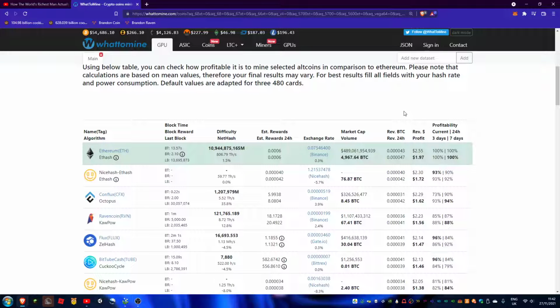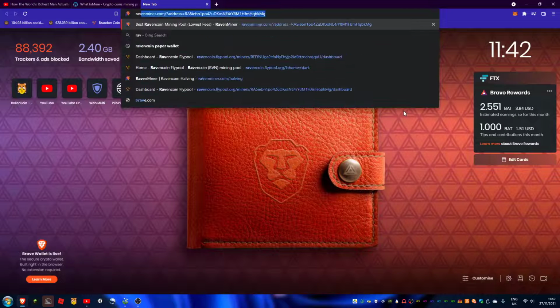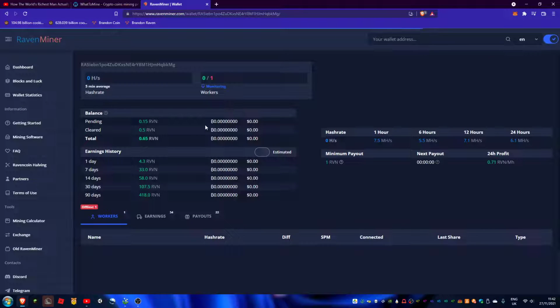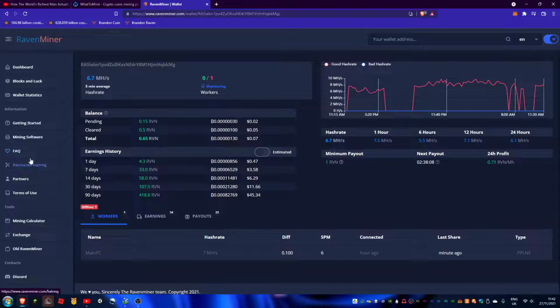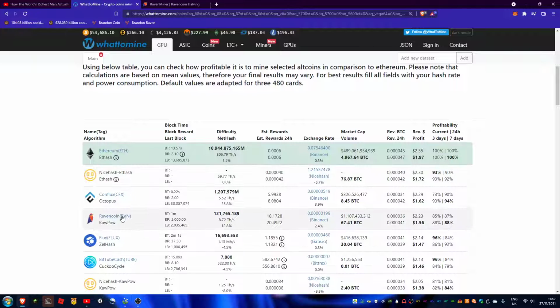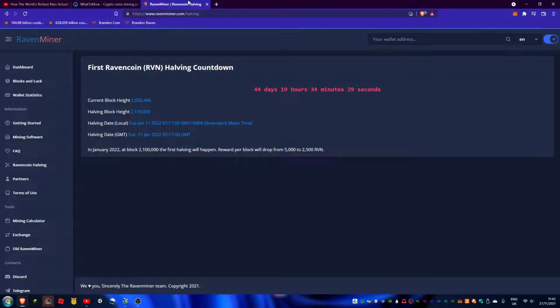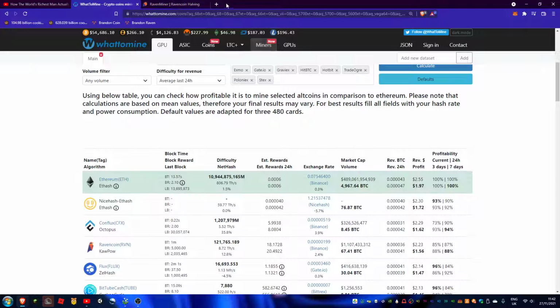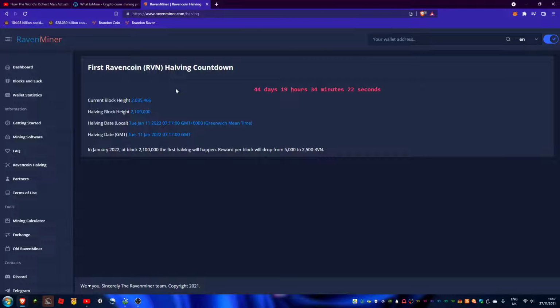Ravencoin until the halving, which is on the 11th of January. So I should be mining for like 11 days or something on Ravencoin. Once the halving happens, I'll hold all the Ravencoin and just start mining probably Ethereum, if that's what's most profitable. But yeah, I think that should be quite a good strategy, because the fact it's less should be easily made up for by the fact that hopefully Ravencoin will go up when the halving happens.